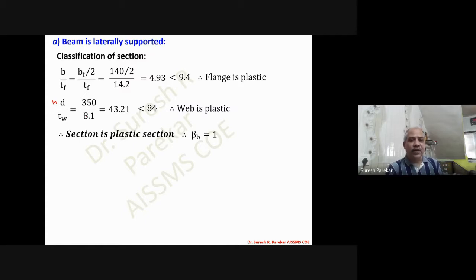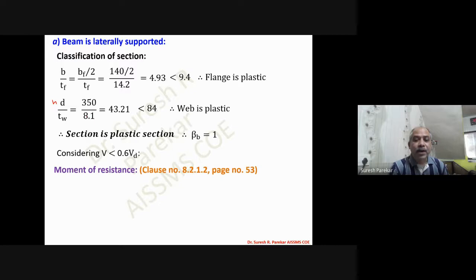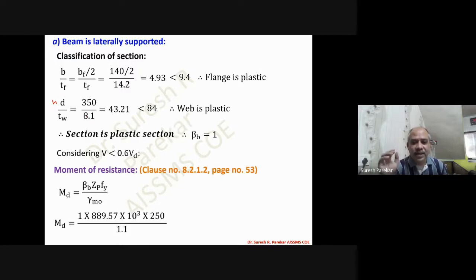Now we have, therefore, a plastic section, therefore beta B equal to 1. Now consider V less than 0.6 VD. Here I have considered V less than 0.6 VD, that is low shear, and for low shear we have calculated the value of MD. I have not considered the problem of high shear, because that goes to your combined action.